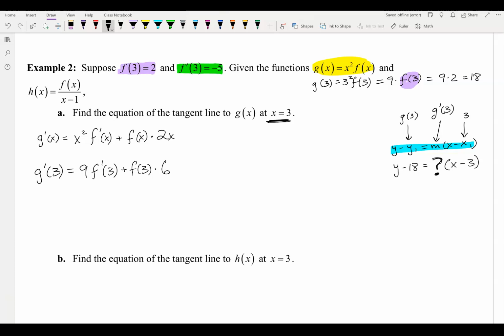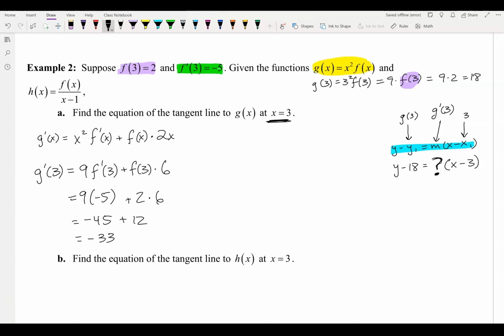In purple, they told us f of 3 is 2. And in green, they told us f prime of 3 is negative 5. So that's negative 45 plus 12, which is going to give us what? A slope of negative 33? Yikes. Ugly numbers, but whatever. That's what it turned out to be.